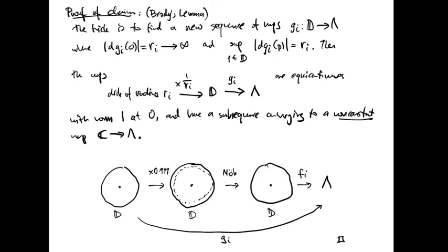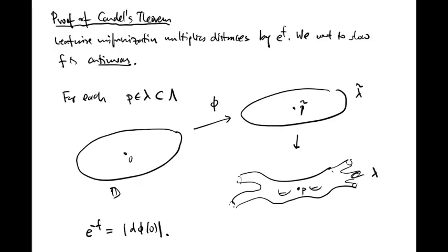That maximum is very, very close to Ri. After precomposing with a Mobius transformation, we can assume the maximum is realized at 0, and then apply Fi. We get a new map from the unit disk to lambda, whose derivative at 0 is very close to the number Ri, and whose derivative has maximum at the origin. This completes the proof of the claim, and therefore also the proposition. Now let's begin the proof of Candel's theorem.